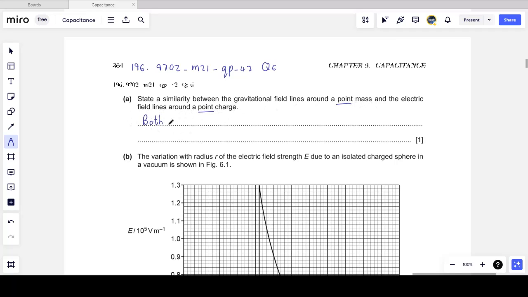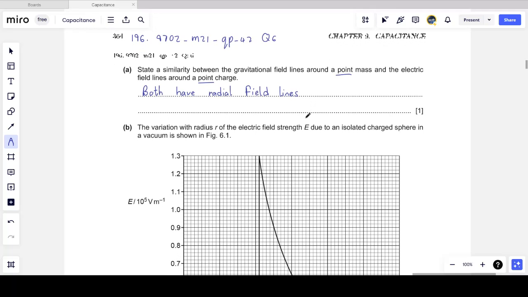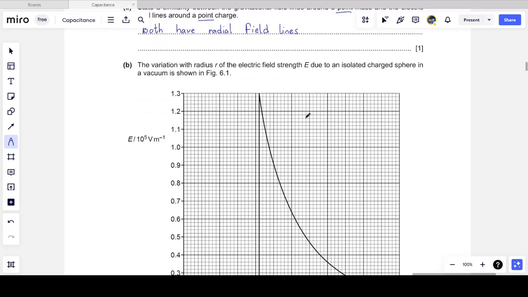So straight away I can just state that. I only have to state one similarity, and I can make that similarity that both of them have radial field lines. So both a stationary point mass and a stationary point charge will have radial field lines. The gravitational field lines will point inwards, and the electric field lines may point in or out depending on whether the charge is positive or negative, but they'll both be radial in shape at least.